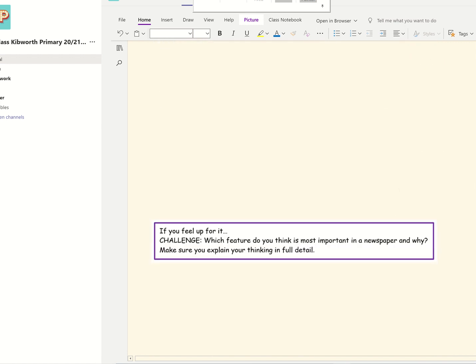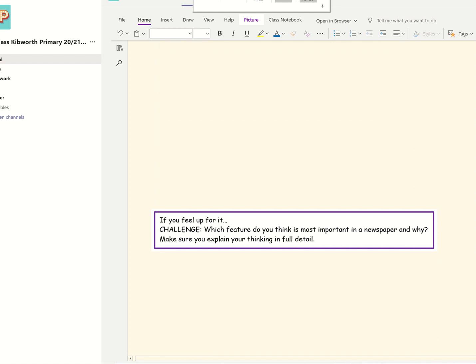Also, at the bottom, there is a challenge. If you feel up for it, have a go. Which feature do you think is most important to a newspaper and why? That needs to be, if you're going to do the challenge properly, more than just a sentence. You need to say why it's so much more important than the other 4. Okay, so explain that in as much detail as you can. Maybe say why each of the other 4 individually are not as important.